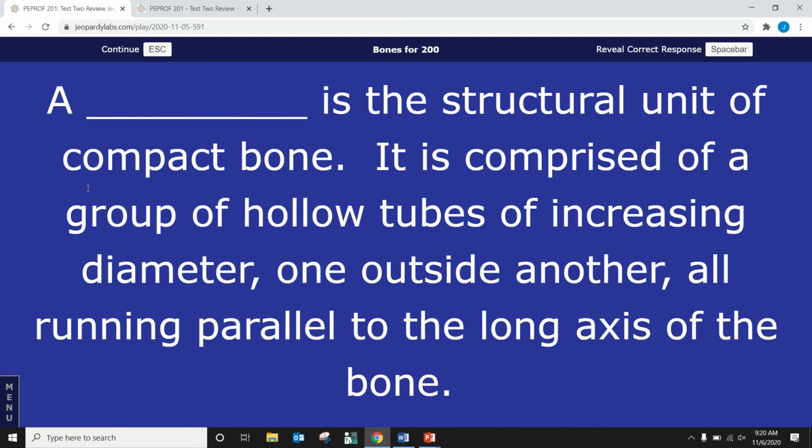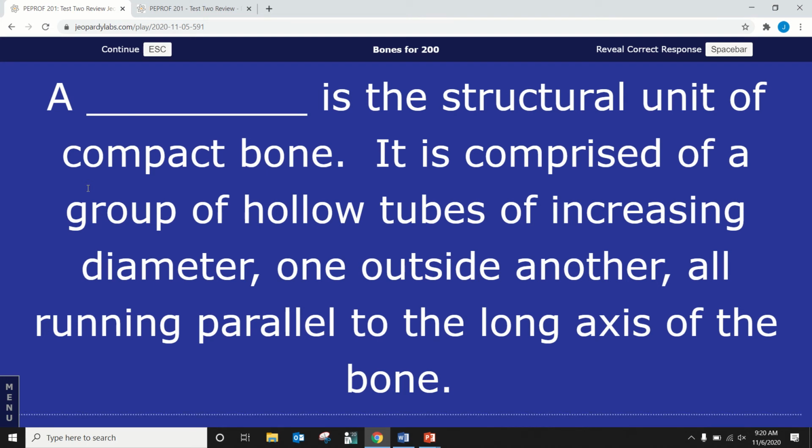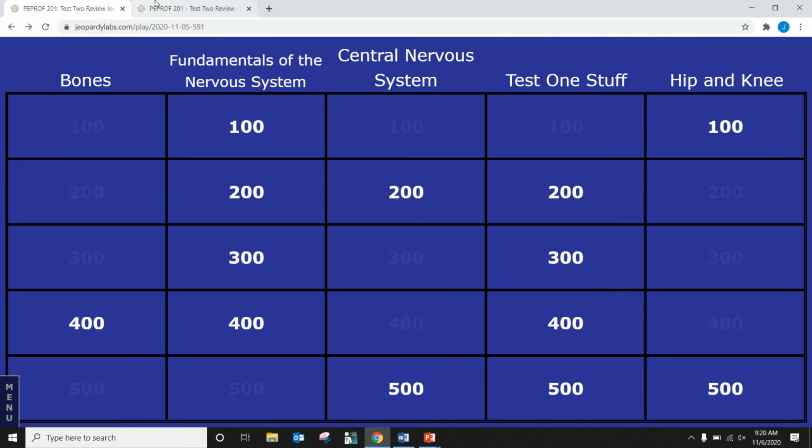Is what I'm fishing for here. Yeah, right. It's bone something. So in this case, it's an osteon. So it's that series of rings around each other, and then it's that cylinder, and then you have through the middle of it. All right, Connor, what do you think?